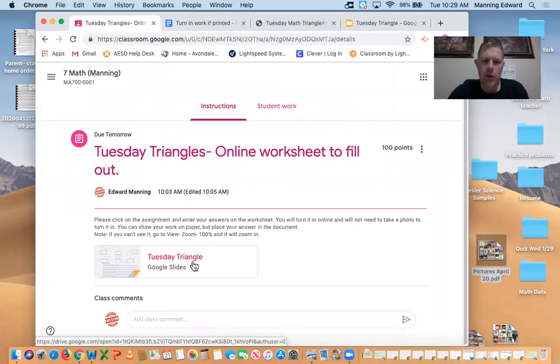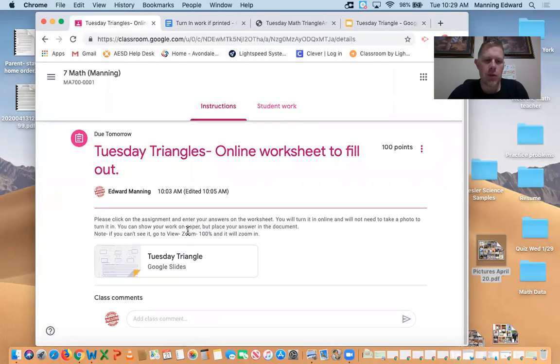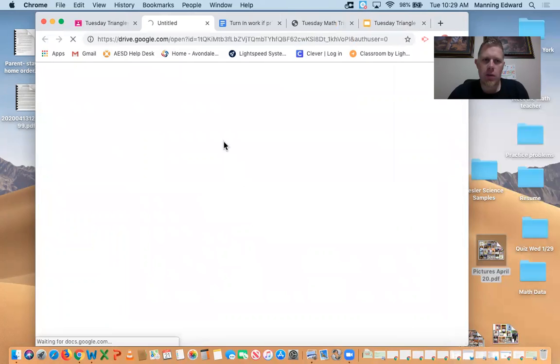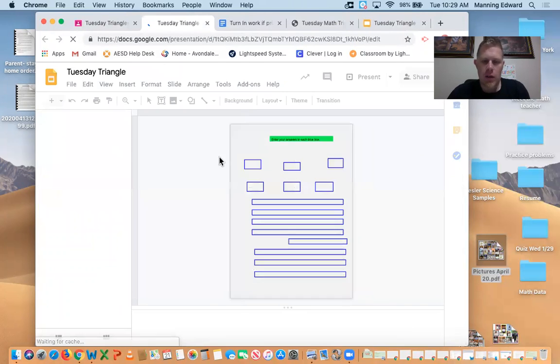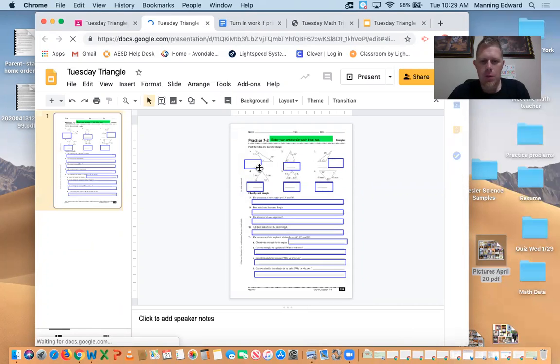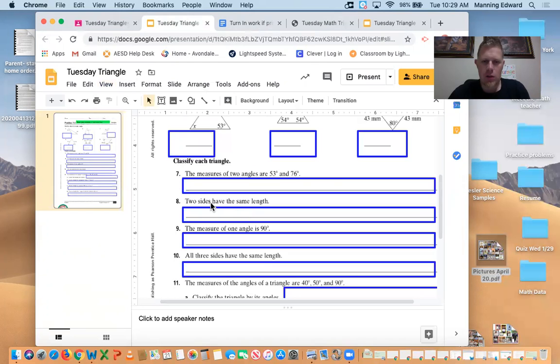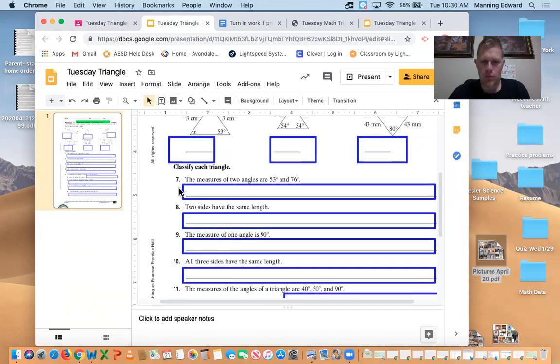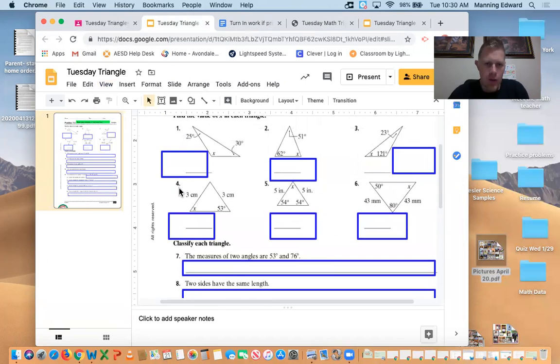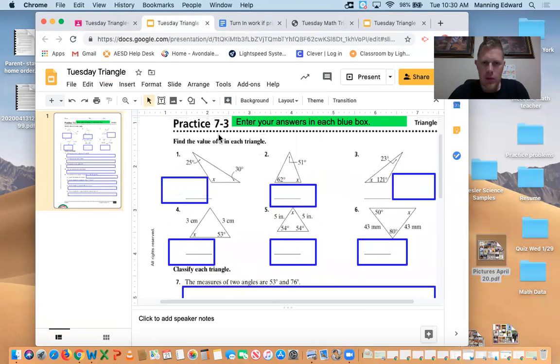yours will come up with something like this. You're not going to see the student work part. You can click on it and it should be a copy for every student, so it's not going to override. Now, you guys might be wondering what is going on here. Well, I put text boxes in there, and first you need to go to View, if you're using a computer, at least go to 100% so you can see it. It says at the top, enter your answers in each blue box. Okay, simple enough.